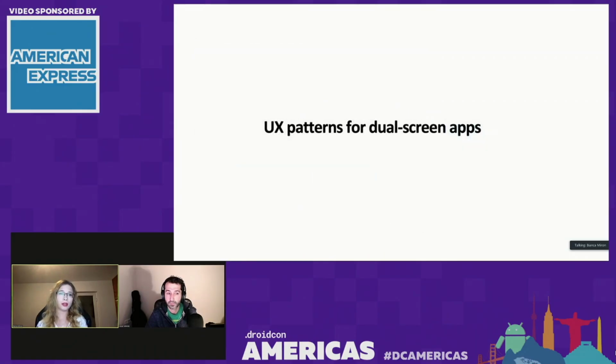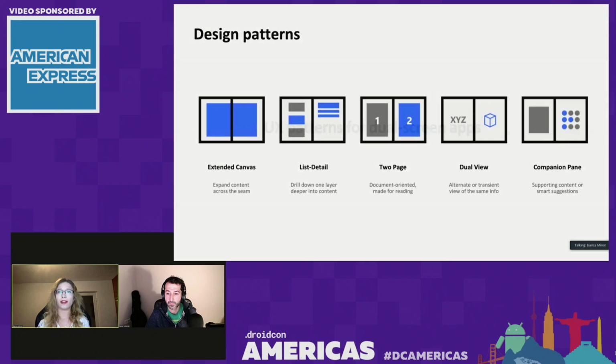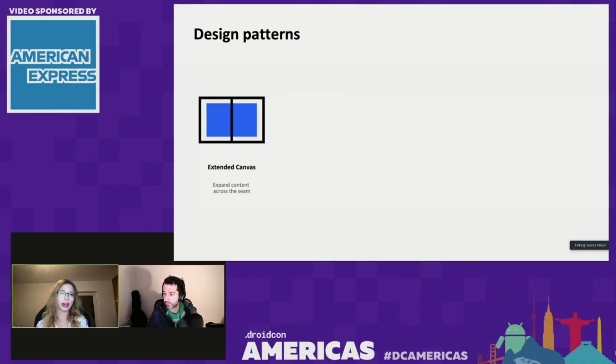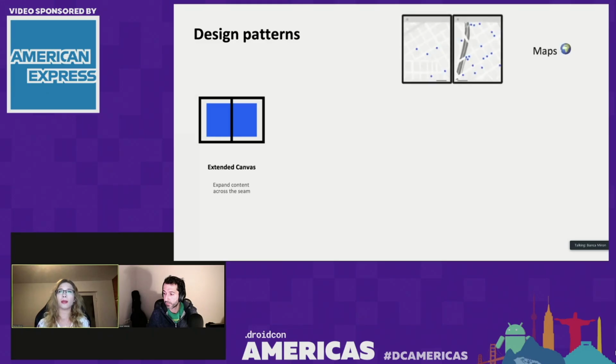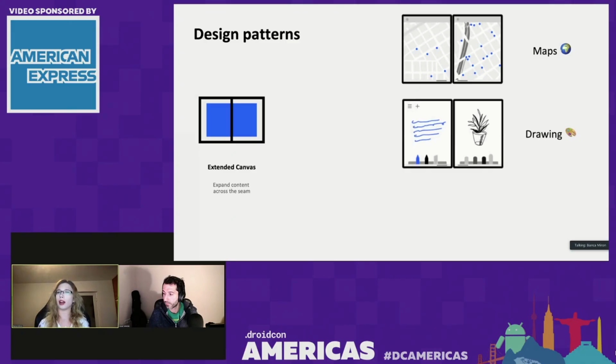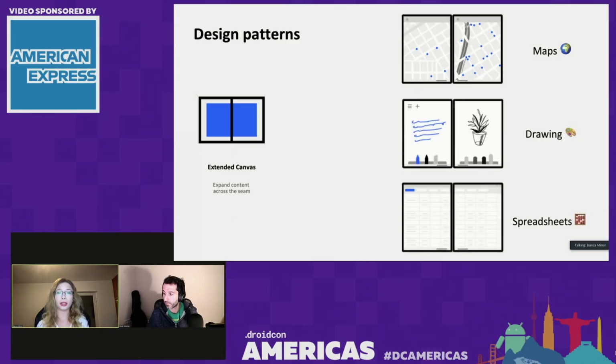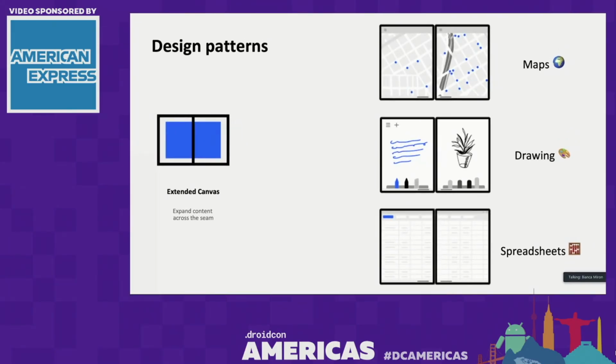Now let's talk about some user experience patterns for dual screen apps. We have found this to be 5 of the most used design patterns, but there are multiple others out there. So extended canvas represents an entire set of pixels in one place for applications such as maps, where you can have multiple locations at the same time, drawing for a larger virtual board, spreadsheets to prevent horizontal or vertical scrolling.